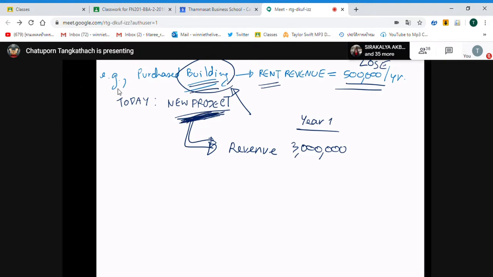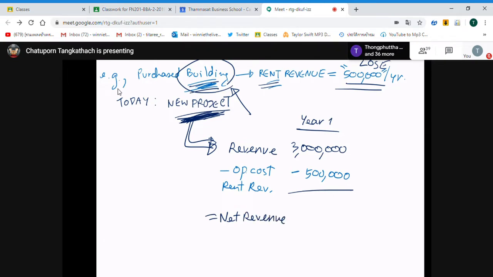But at this moment, you may see that because we invest in this project and we use the building that we currently rent to someone else, and normally each year we generate revenue equal to 500,000 already. So for this project, the revenue that you need to put into your project consideration must not be 3 million, but 3 million deduct the opportunity cost, in terms of the rent revenue that we lost. So you minus this one, 500,000. So when you calculate revenue for this project, you calculate net revenue that this project generates to us equal to only 2.5 million.